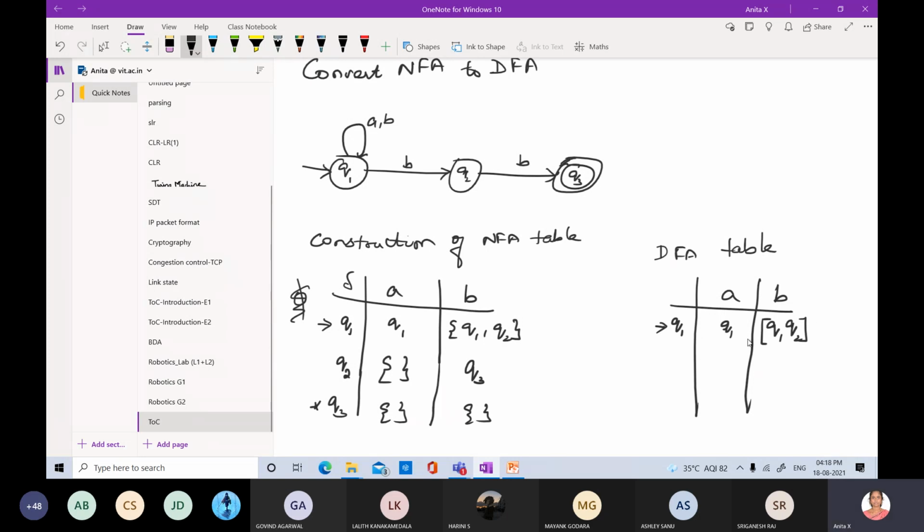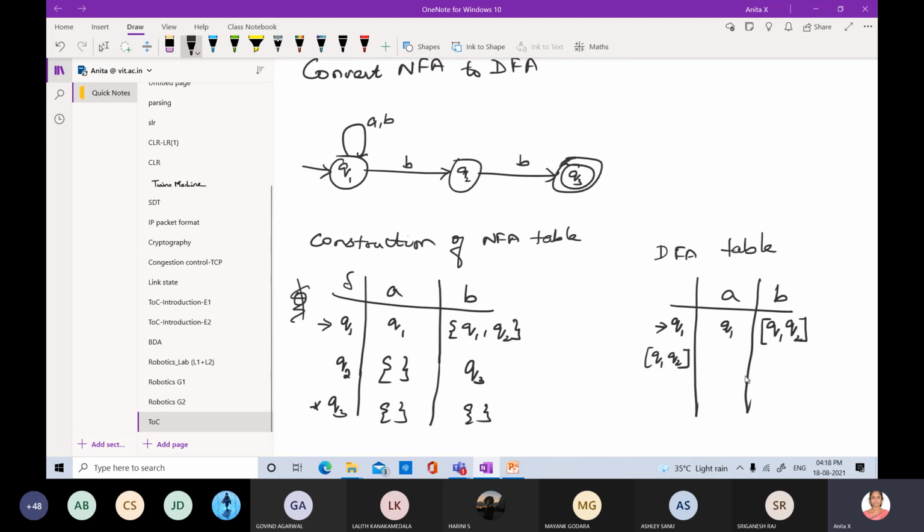Q1, Q2. So I have to make the entry in the transition table. How do we construct this Q1, Q2 entry? It is nothing but Q1 union Q2. For input symbol A, what transitions should be taken as union? And for input symbol B, what transitions should I take the union of? Please make a note here: Q1, Q2, this is Q1 and this is Q2.